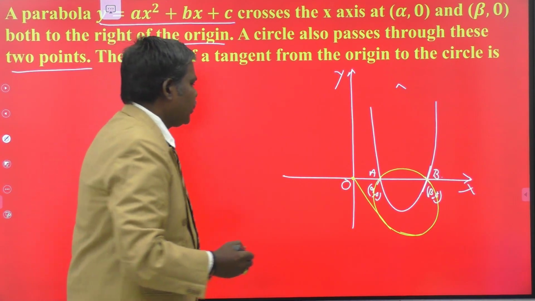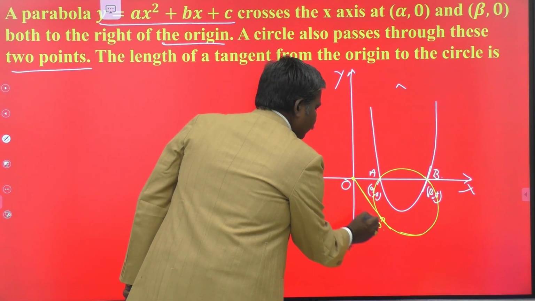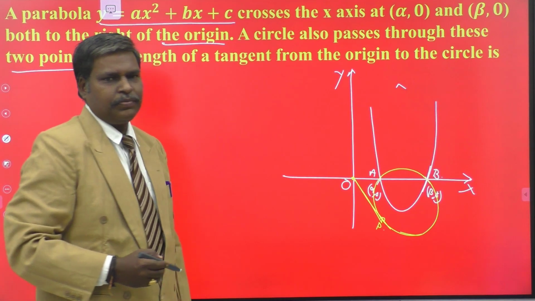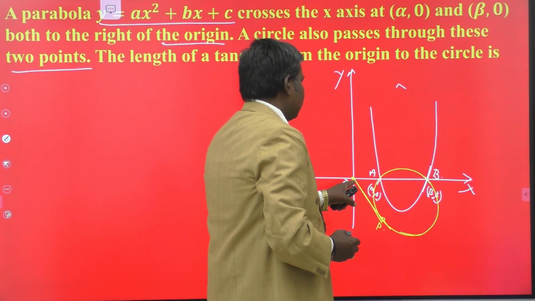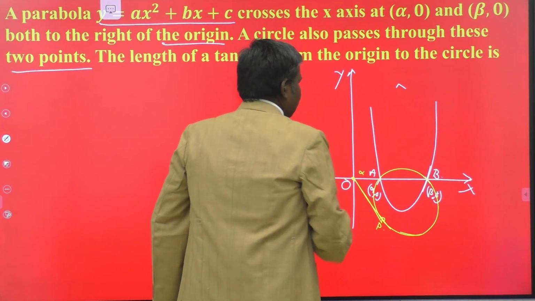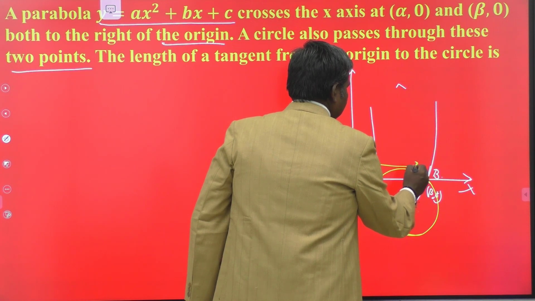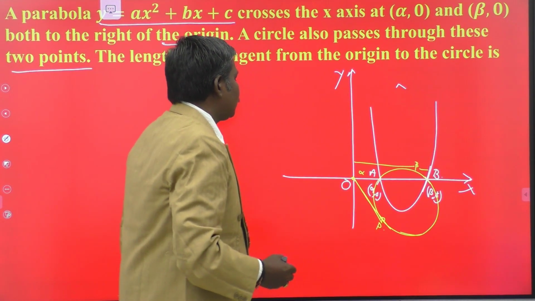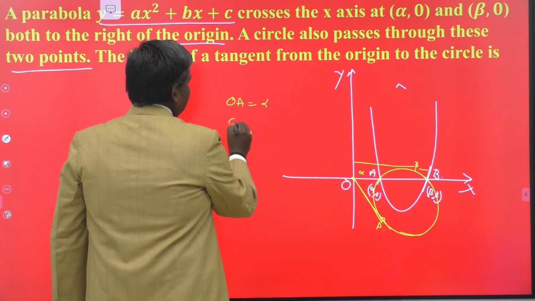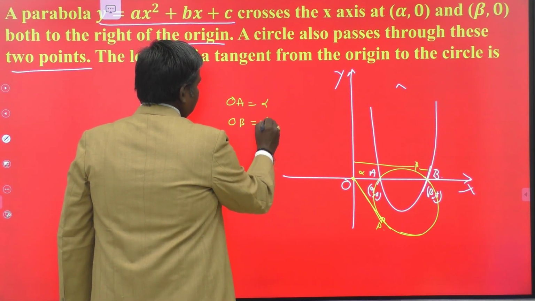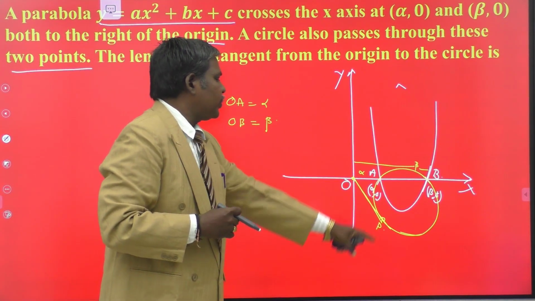That is the question. If this is the point of contact P, we have to find out the length OP. Understand? Very simple question. So this is the point alpha comma 0, this is origin. What is the distance from here to here? Alpha. Again, what is the distance from here to here? Beta. OA is equal to alpha, OB is equal to beta. Am I correct? Now we have to find out OP.